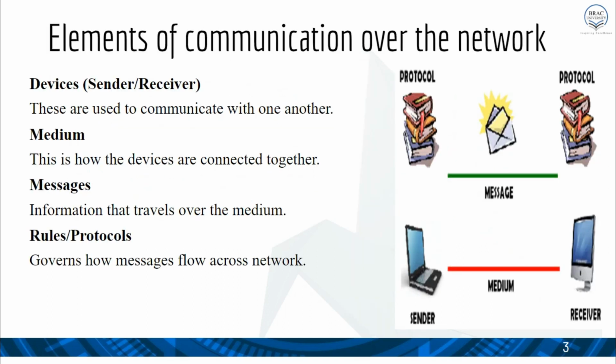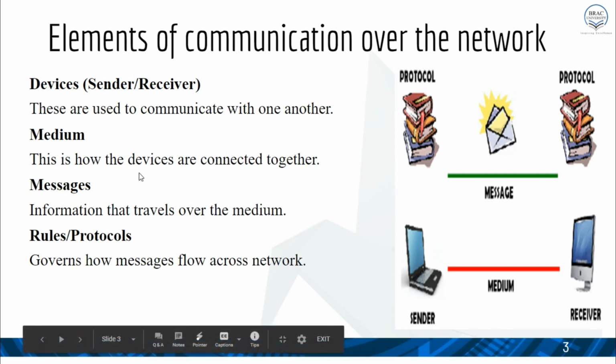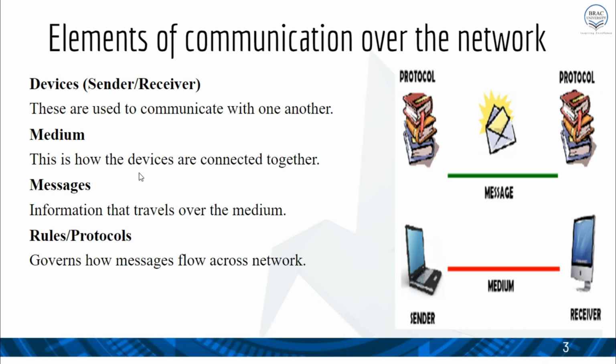The next thing is the elements of communication over the network. There are certain elements for communication to take place over the network, and the number one is devices. Devices basically represent the sender or the receiver. This represents who is sending data and who is receiving data. These are used to communicate with one another. The second one is medium. This is how the devices are connected together.